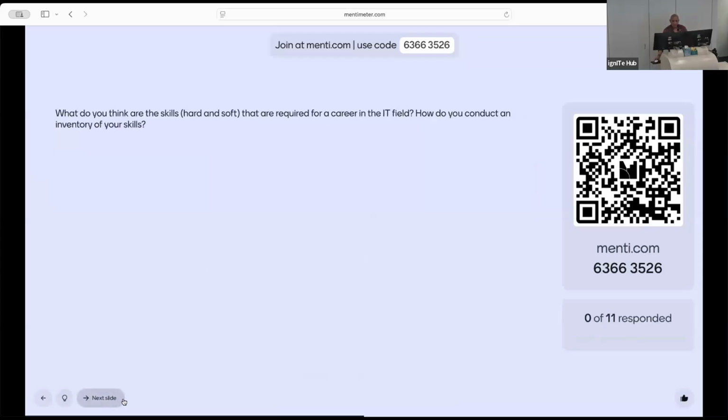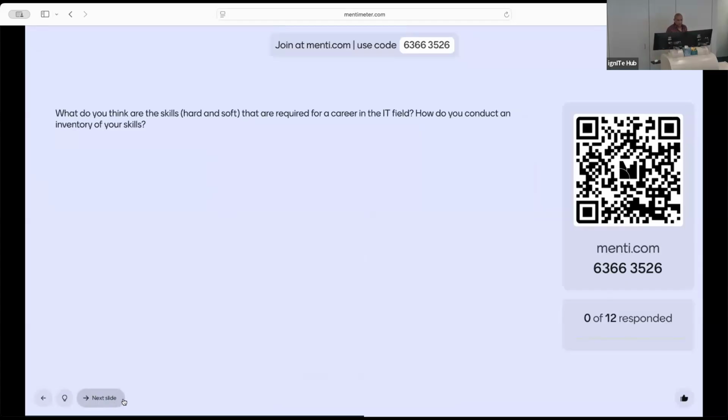Let's take a couple of minutes again, because I think that you guys are right on the money. I think that this is very good, what I'm hearing from you guys. But what do you think are the skills, both hard and soft, that are required for a career in the IT field? And if you wish, how do you think you conduct an inventory of your skills? Because that is the starting point for all the people who say, I don't know where to start. Well, that's the starting point right there.